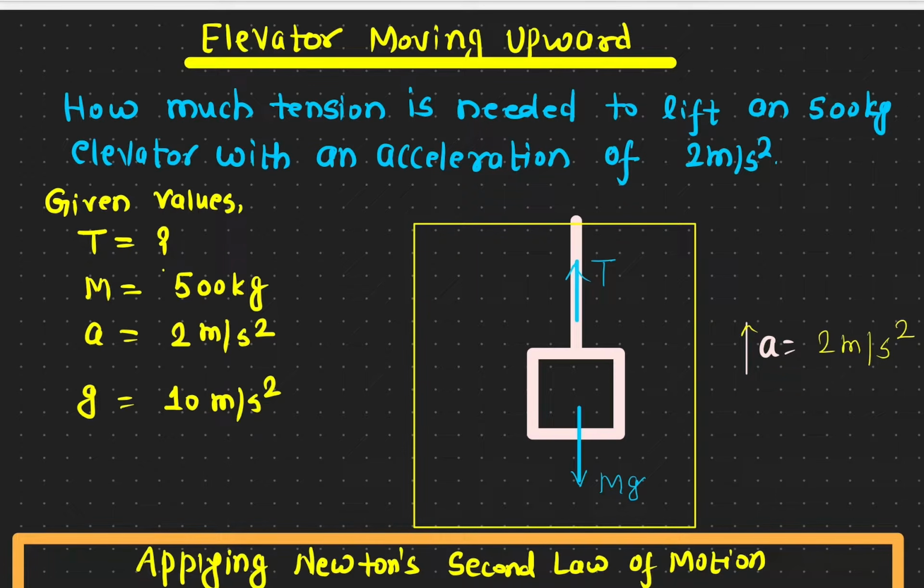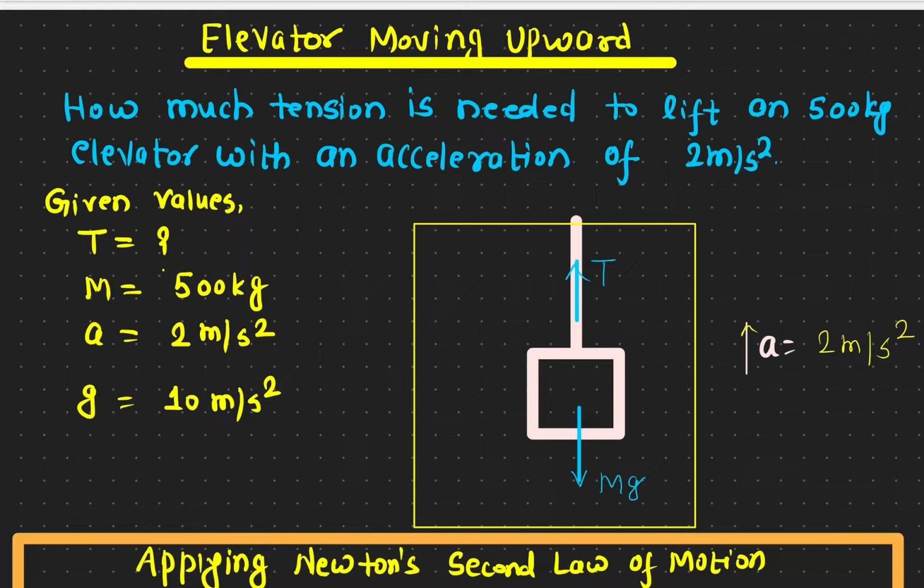So now let's calculate how much tension is required or how much tension is needed. So we have to find out the tension. The mass is given, that is 500 kilogram. The acceleration is 2 meter per second squared, and g value, acceleration due to gravity, is 10 meter per second squared. And I have chosen 10 meter per second squared rather than 9.81 just to make life easier and calculation faster. Okay, so how are we going to solve this problem?